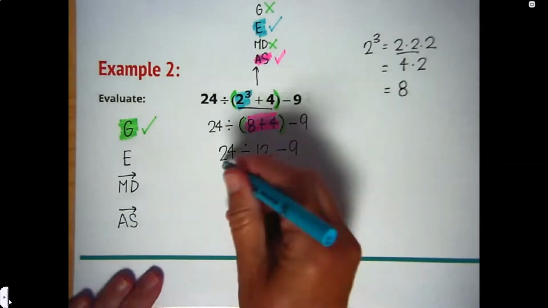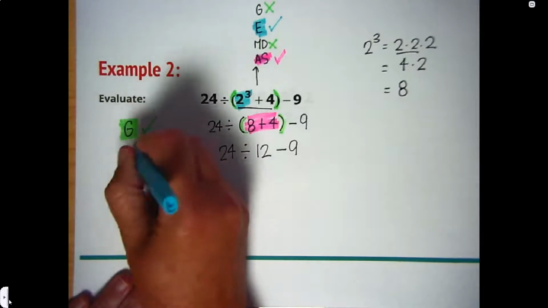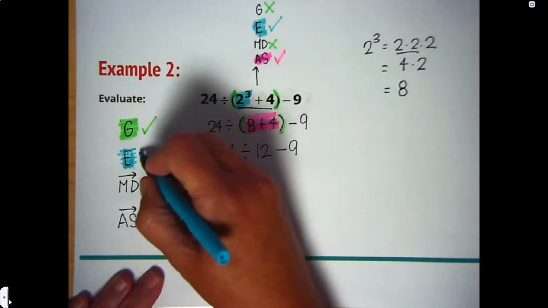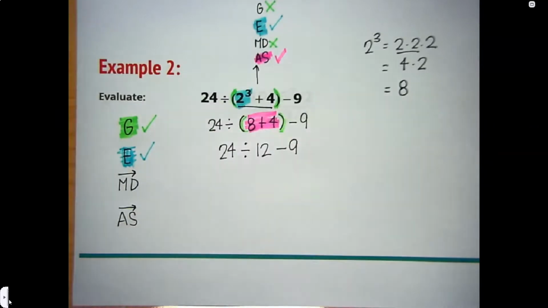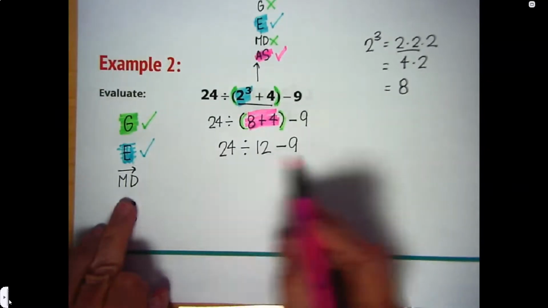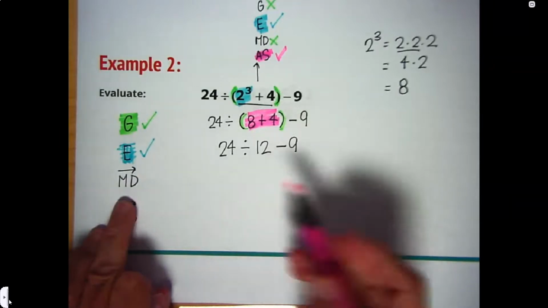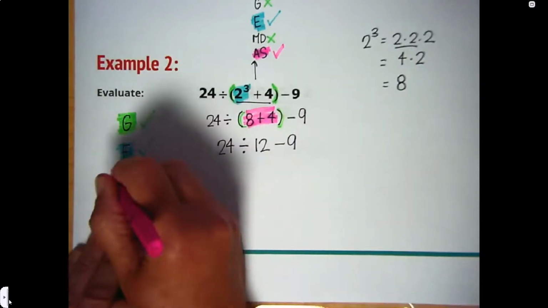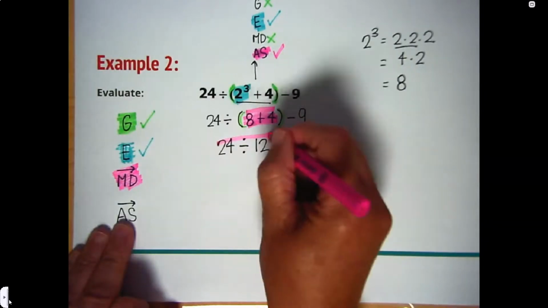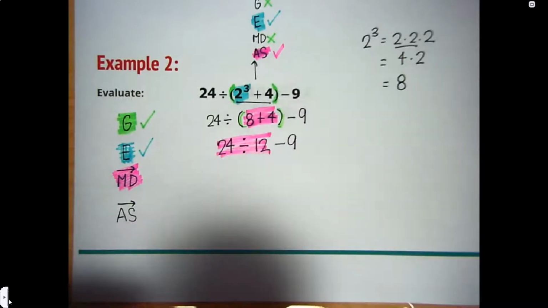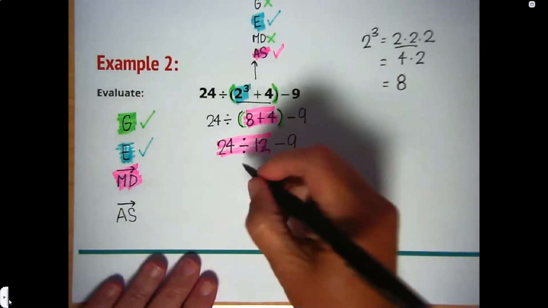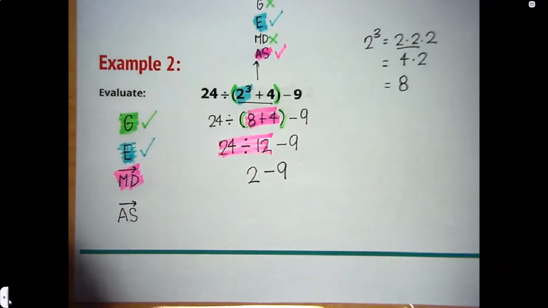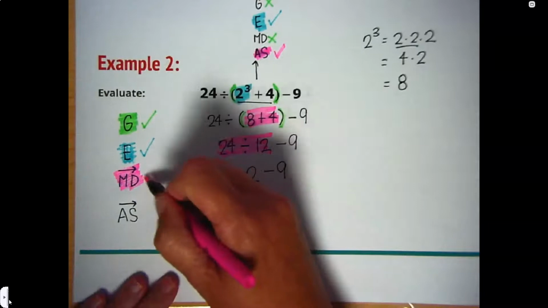All right, so now in this problem that we have in front of us, do we have an exponent? And the answer is no, that doesn't have an exponent, so we can check that off the list. All right, in my problem that I have in front of me now, do I have multiplying or dividing? I see dividing, I see subtraction, so yes, I have dividing. So the next step for me will be to do 24 divided by 12. 24 divided by 12 is 2. So I have 2 minus 9, and now I am finished with the multiplying or dividing.